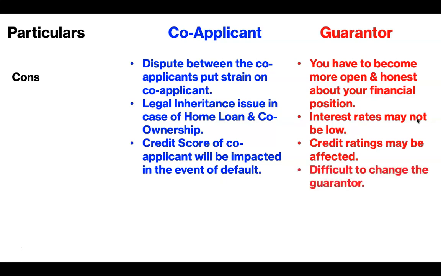And once you give a guarantee for a loan, then it becomes difficult to change the guarantor, because for changing that, permission of the banker is required, permission of the main applicant is required, and banks will not accept a change unless and until another guarantor steps in. So these are all the broad differences between co-applicant and guarantor.